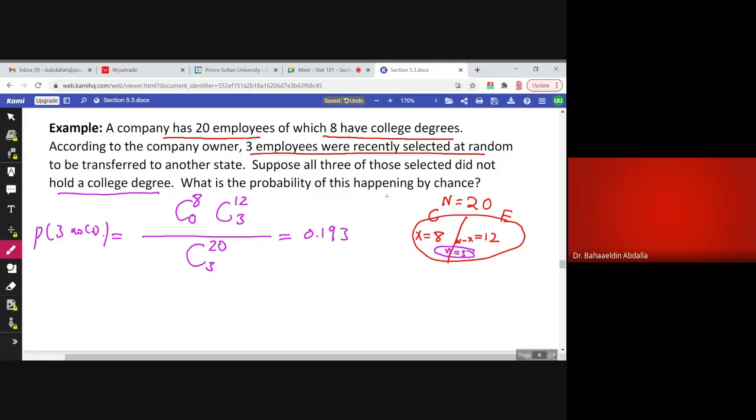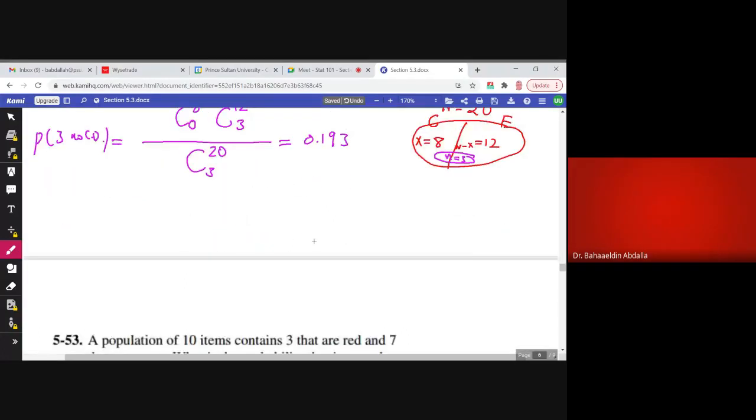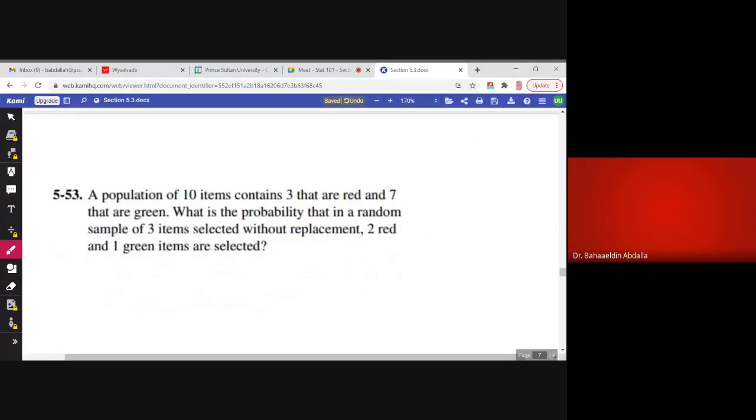So what is the probability of this happening by chance? That's the probability of this happening by chance. About 20%, 19%, when you select the 3 and all of them had no college degree.